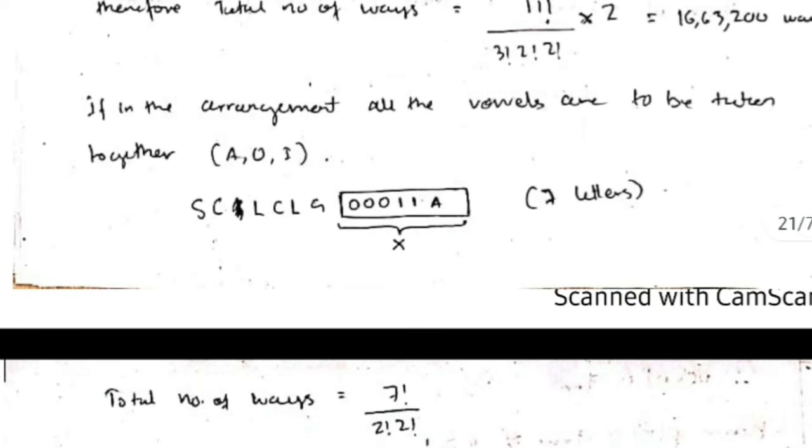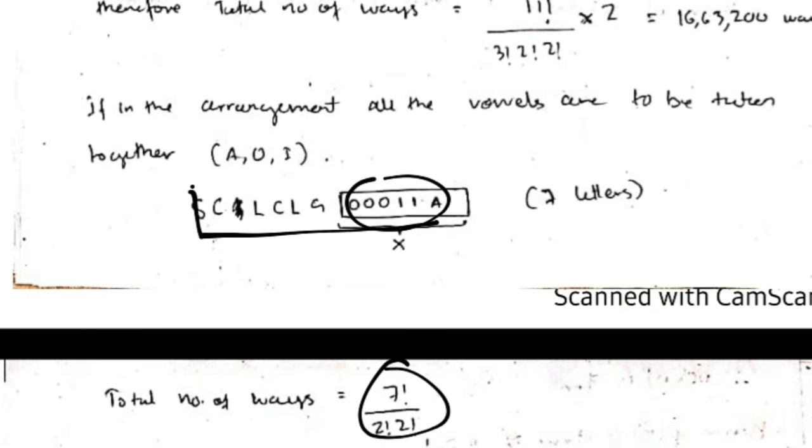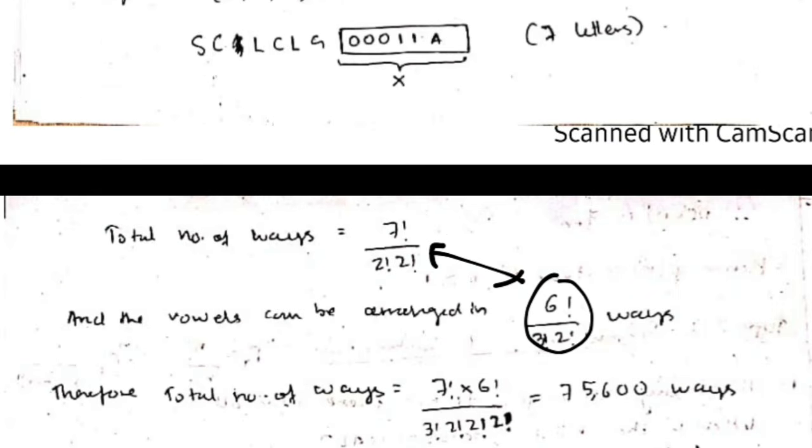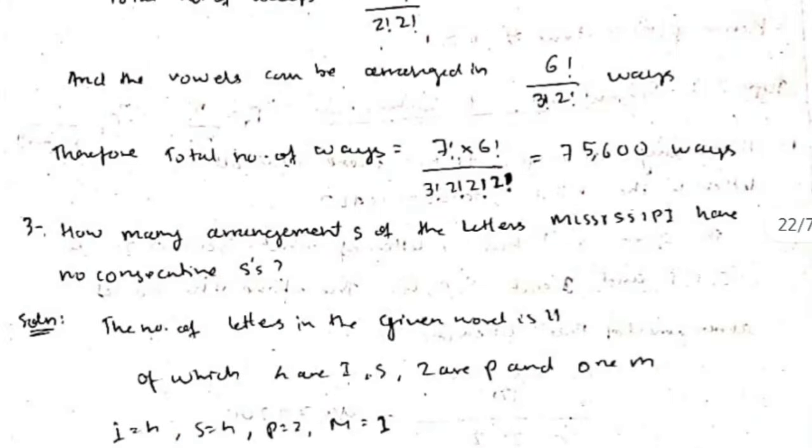Now for each of these combinations of letters, we'll have 7 factorial by 2 factorial into 2 factorial ways. So we'll multiply both of these to get the total number of possible ways. Okay, so these are the total number of possible ways.